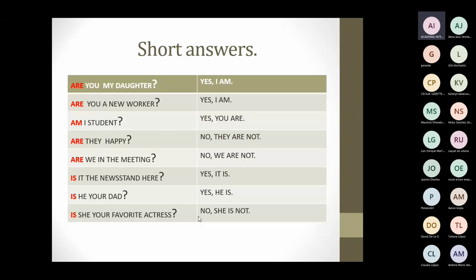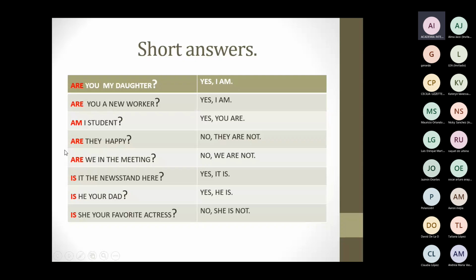Are you a new worker? Yes, I am. Am I a student? Yes, you are. Are they happy? No, they are not. Are we in the meeting right now? No, we are not. Is it the newsstand here? Yes, it is. Is he your dad? Yes, he is. Is she your favorite actress? No, she is not. Okay, those are short answers.